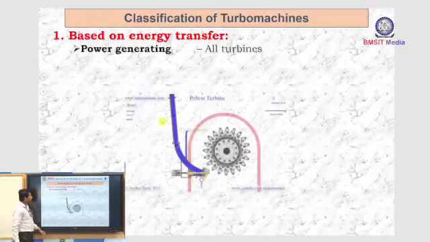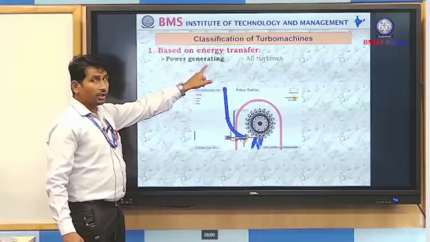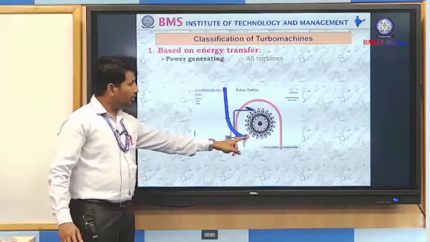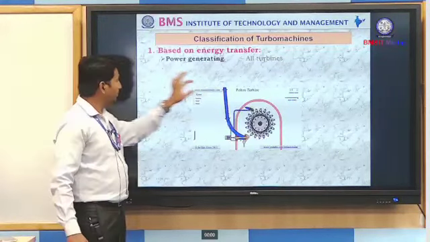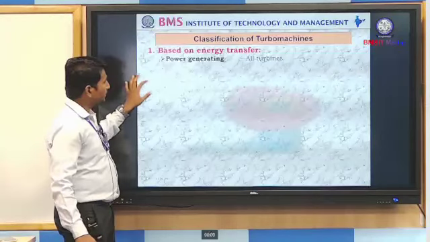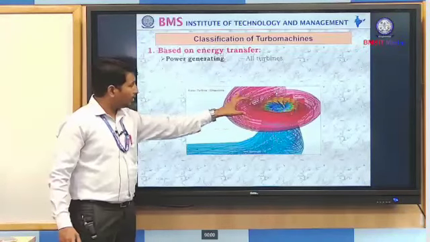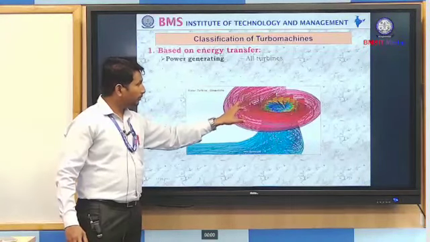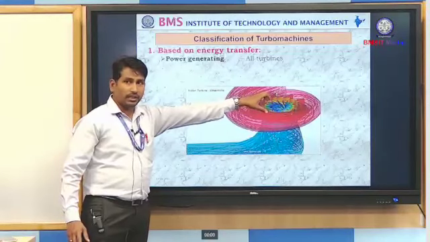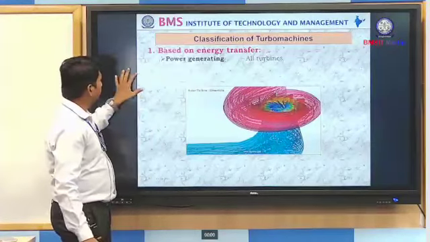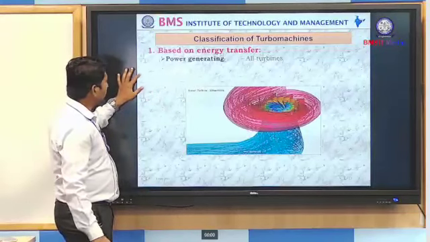So this slide shows you one example of a power generating machine. The working fluid is water, so it is called a hydraulic turbine. The next example is the Francis turbine. Again, water is the working fluid. Because of the flowing of the water, the turbine blade starts rotating and power generates. This is a power generating turbo machine.